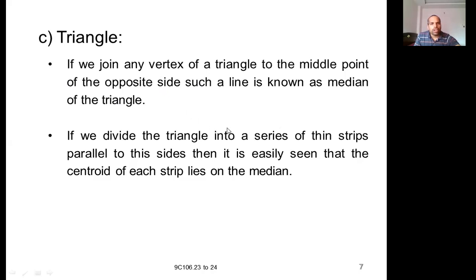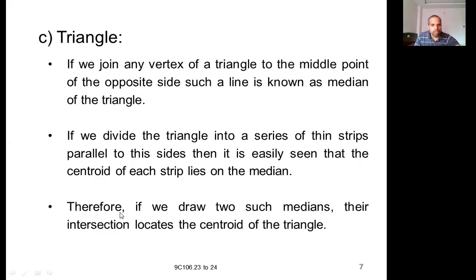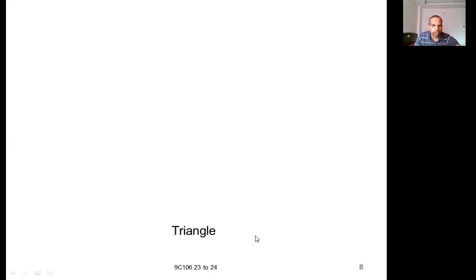So if you draw all the medians, they will all three intersect at only one point. That point is again what we call the centroid. If you divide the triangle into a series of thin strips parallel to the sides, it is easily seen that the centroid of each strip lies on the median. Therefore, if you draw two such medians, their intersection locates the centroid of the triangle.